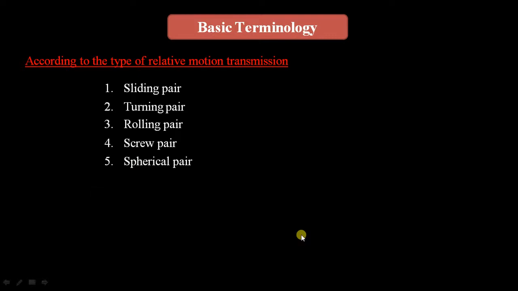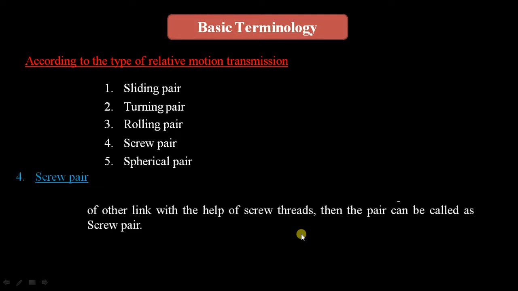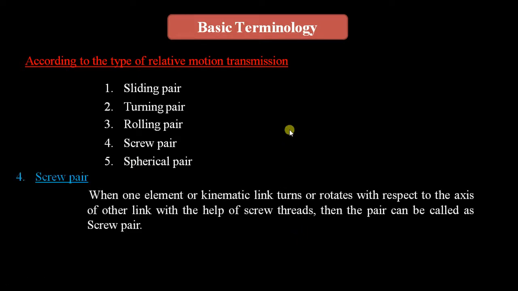Next, the fourth pair is the screw pair. How can we define the screw pair? When one element or kinematic link turns or rotates with respect to the axis of another link with the help of screw threads, then the pair can be called a screw pair. So the turning or rotating should happen for one link with respect to the axis of another link with the help of screw threads.